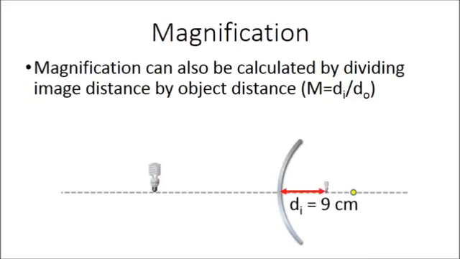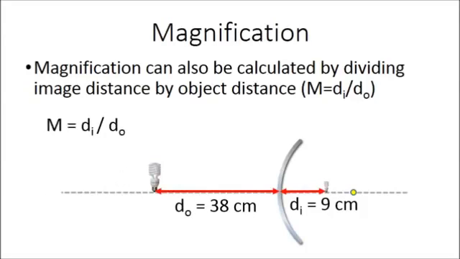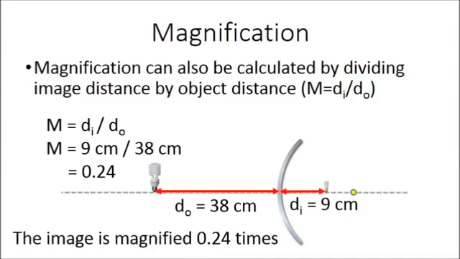So the image distance from the vertex there is 9 centimeters. The object distance is 38 centimeters. So we'll do DI divided by DO. That's 9 divided by 38. That gives us 0.24, which means our image is magnified 0.24 times. And since it's a decimal, since it's less than 1, that means that our image is actually smaller than our object. If it was greater than 1, then it would be bigger. Okay, so that's how you do magnification.